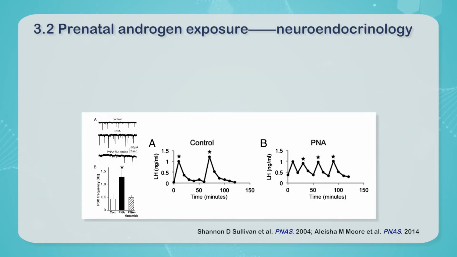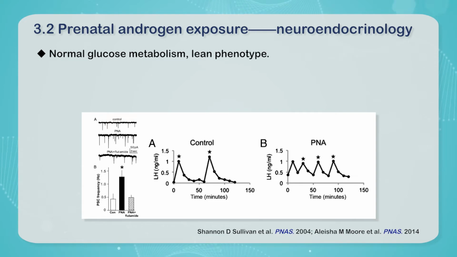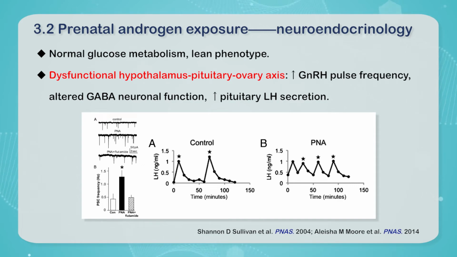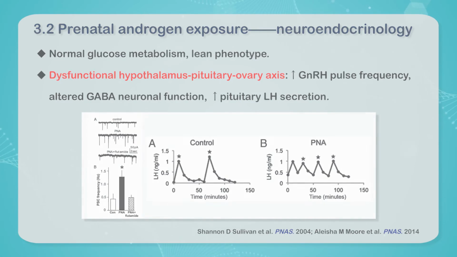These prenatal androgenized animals tend to have normal glucose metabolism and a lean phenotype, but exhibit hypothalamus, pituitary, and ovary dysfunctions, such as increased GnRH pulse frequency, altered GABA neuron function, and hypersecretion of pituitary luteinizing hormone.